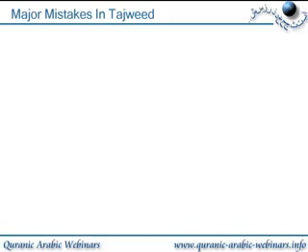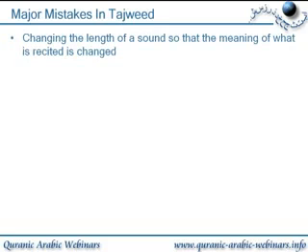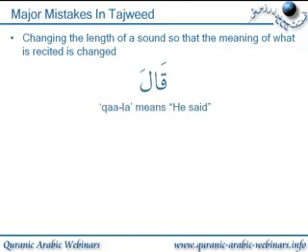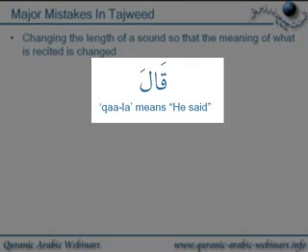So now we'll look at the importance of getting the lengths correct. Changing the length of a sound so that the meaning of what is recited is changed. So what we're going to explain here is that pronouncing the sounds incorrectly, i.e. in their length, can change the grammatical meaning of what you're reading. So here we have a word in Arabic which is qala. So we have the fatha alif taking place, the long vowel, which is qaa, which is two long, and then the la, which is one long. Now in Arabic, qala means he said, i.e. grammatically we're talking about a single male, third person.